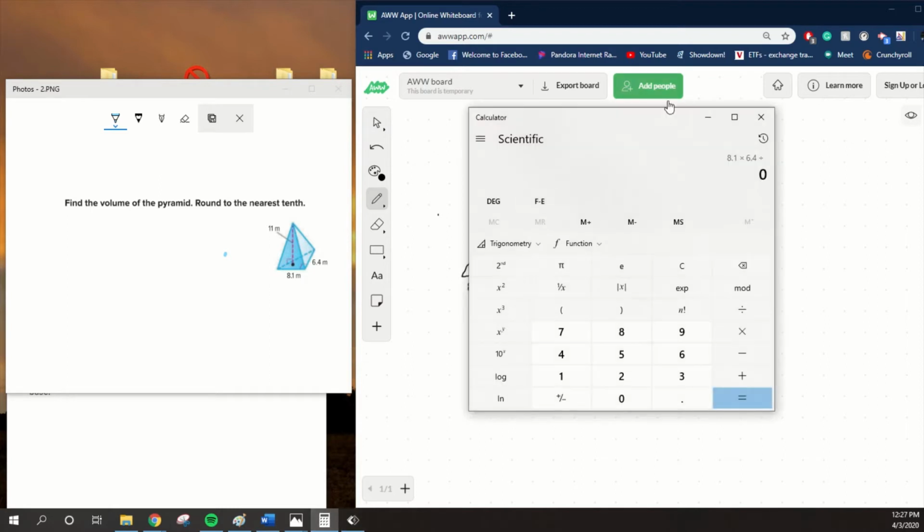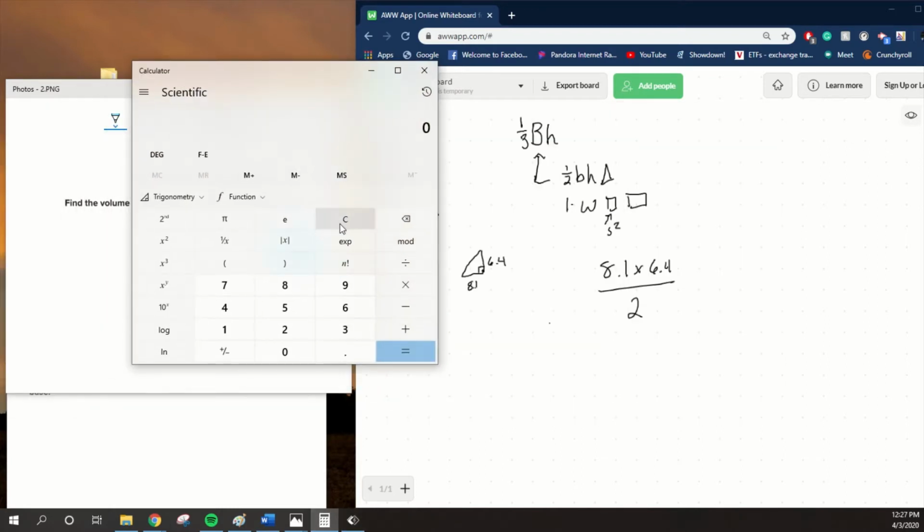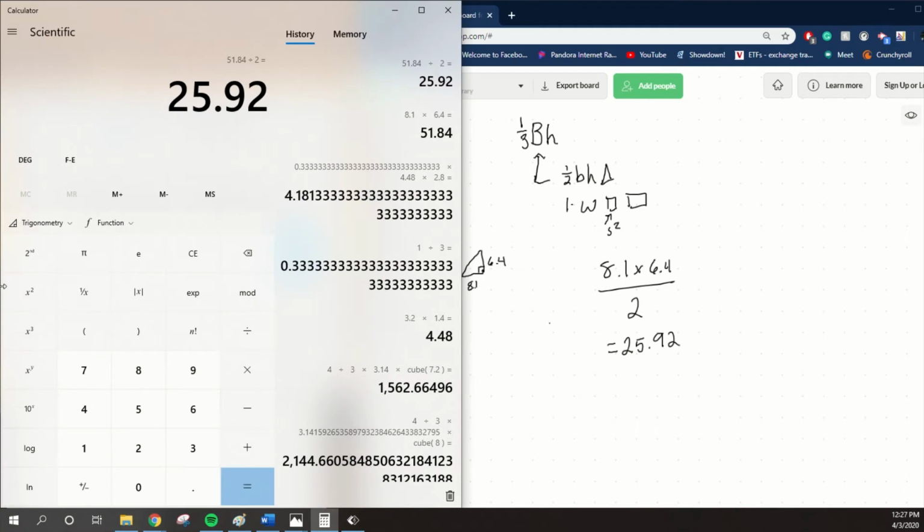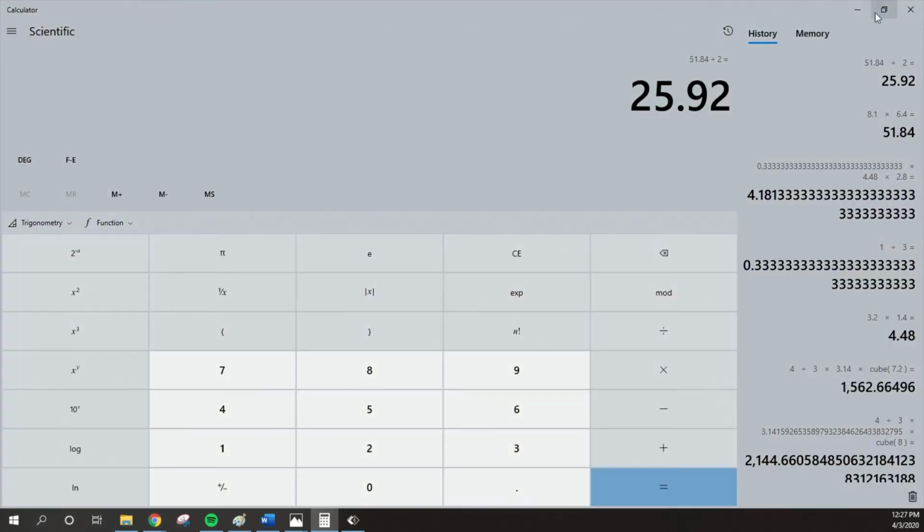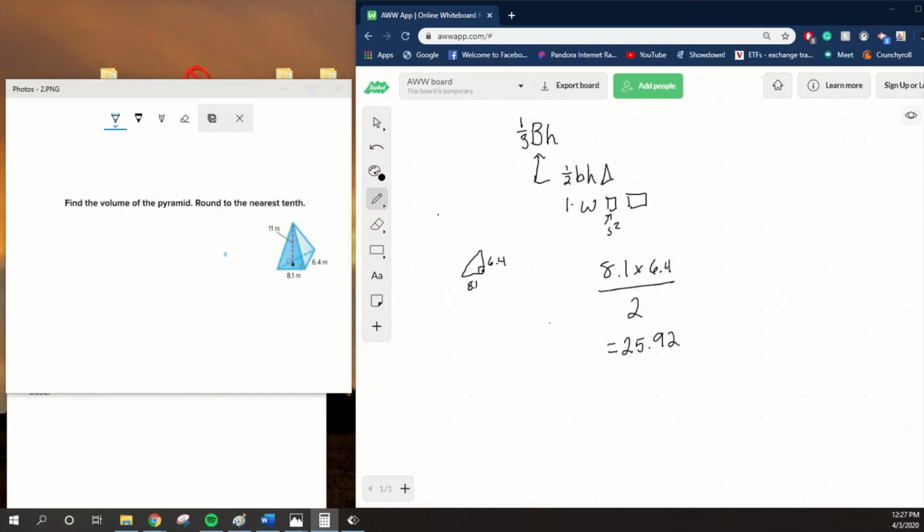So let's go ahead and plug that into our calculator. We have 8.1 times 6.4, and then we'll divide it by 2. Now we get 25.92. Now I'm not going to round quite yet because I'm not at my answer yet. You can, but then you run the risk of your answer being a little bit off, which I don't want to do. Alright, so we have 25.92, and that's meters squared for the area of our base.